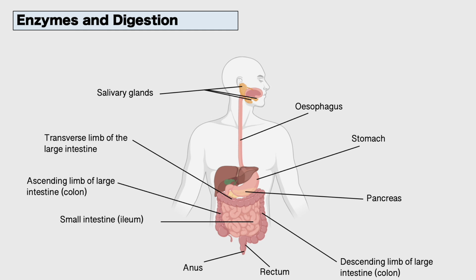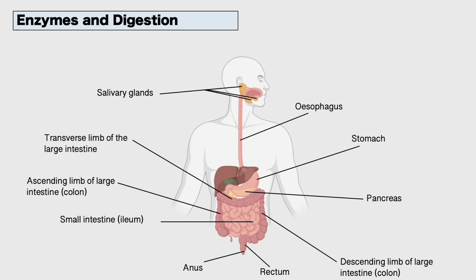The surface area of these villi is further increased by millions of tiny projections called microvilli on the epithelial cells of each villus. This adapts the ileum for its purpose of absorbing the products of digestion into the bloodstream. The large intestine absorbs water, and the rectum is the final section of the intestines. The feces are stored here before periodically being removed via the anus in a process called egestion.